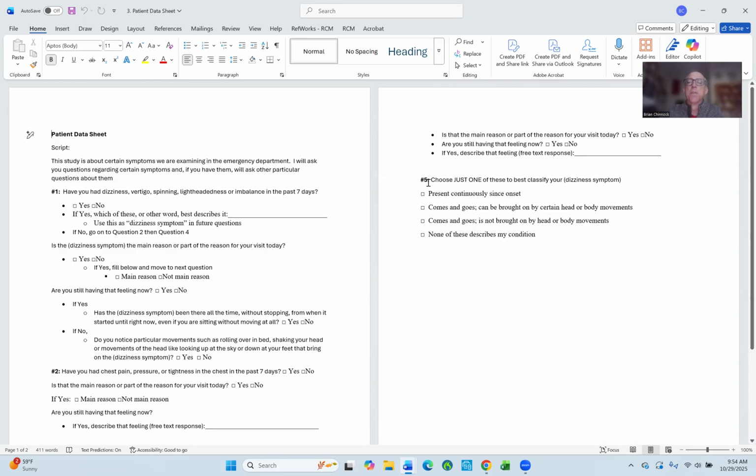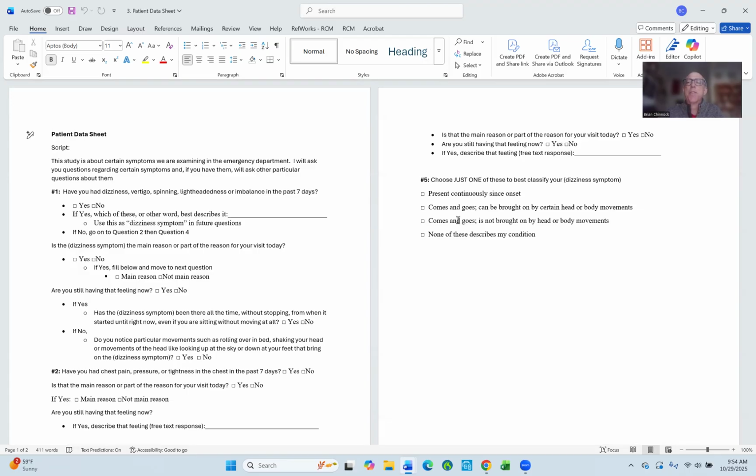The final question, importantly, is they need to choose just one of these to best classify the dizziness symptom, so give them all of them slowly and make sure they understand them. Whatever the dizziness symptom is, is it present continuously since onset? Does it come and go and can be brought on by certain head or body movements? Or it comes and goes and is not brought on by any particular head or body movements? Or none of these really describe my condition?